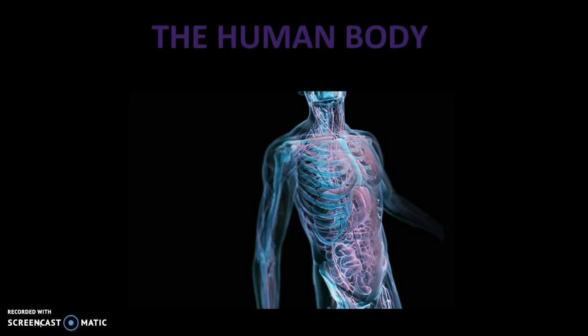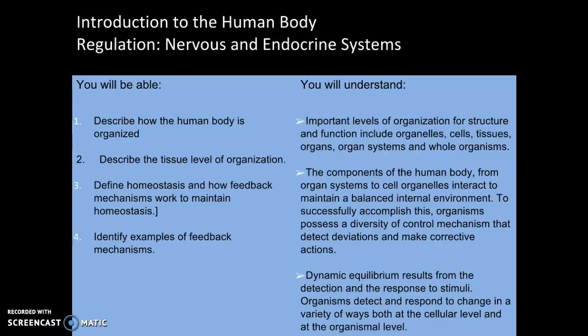So now we're going to focus in on a whole organism. Even though biology is a study of all living things, it's just a really easy way for us to look at the complexity and dynamic state of an organism by focusing on humans, because we're human and it's easy to relate to. So that is the direction in which we are going. Today we're just going to do some general introductory information about the human body. We're going to describe how the human body is organized, and also describe the tissue level of organization.